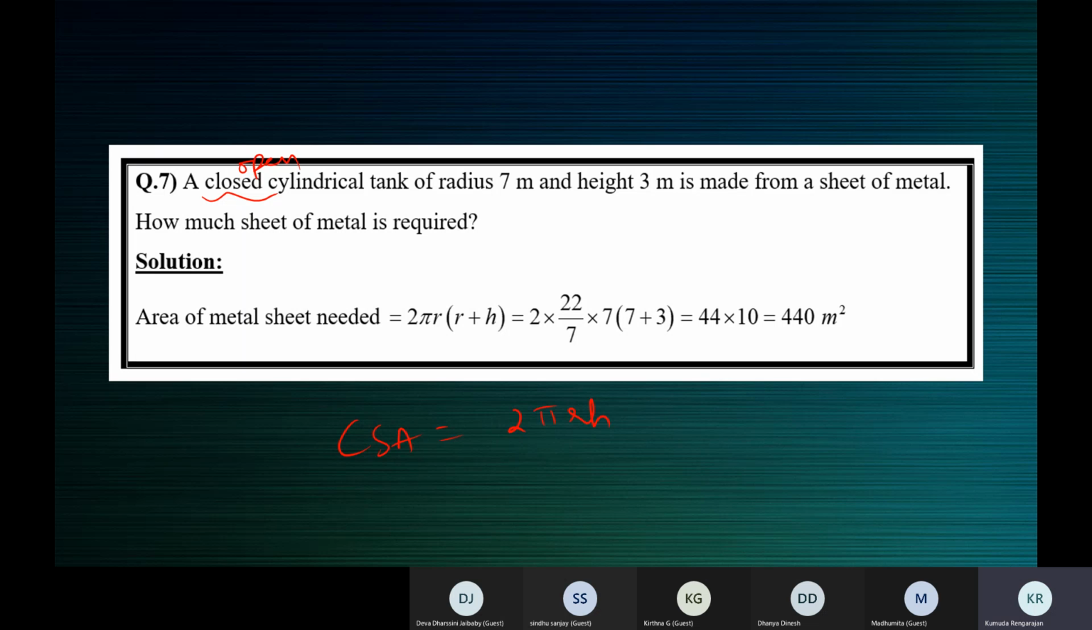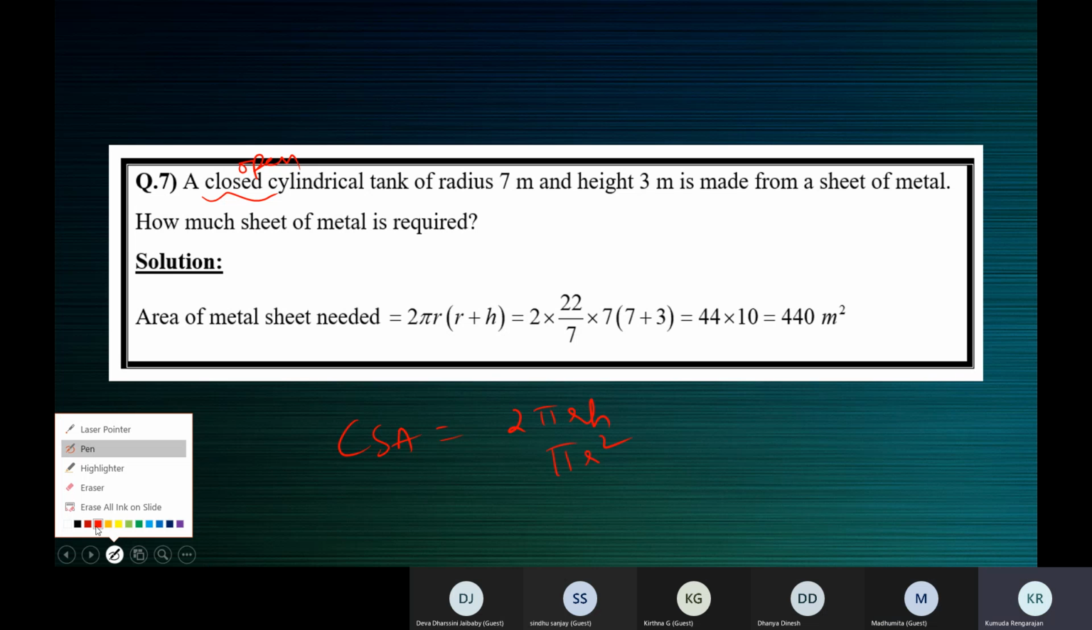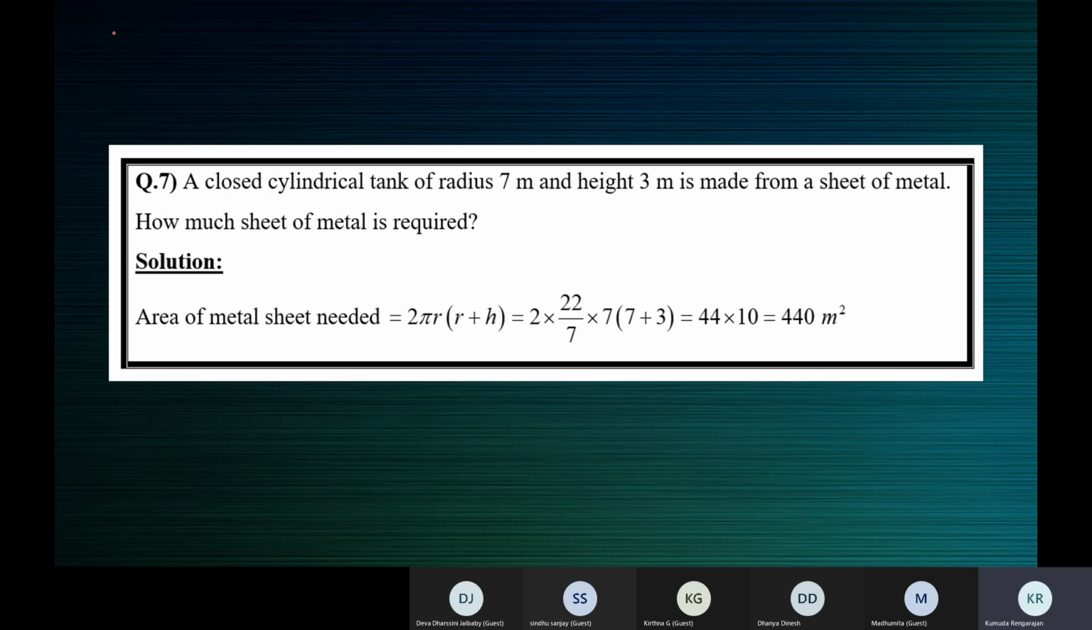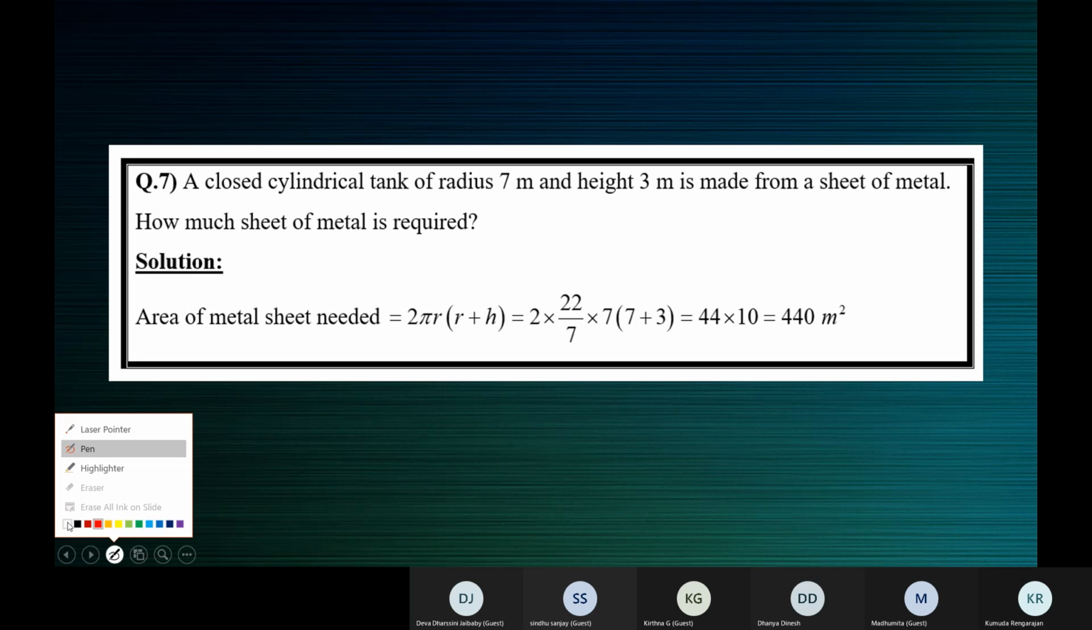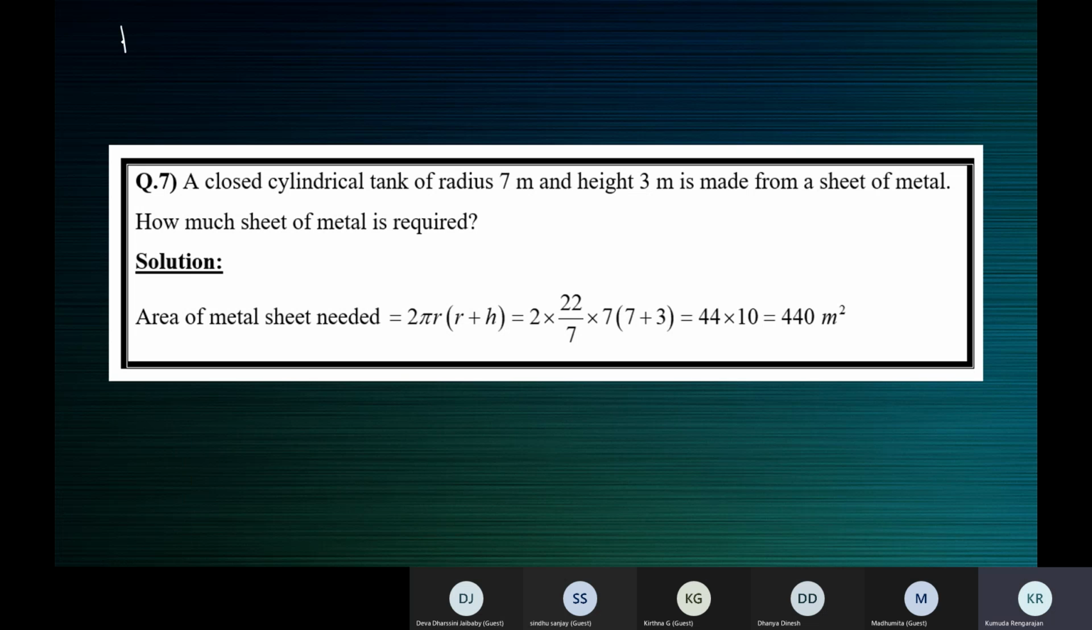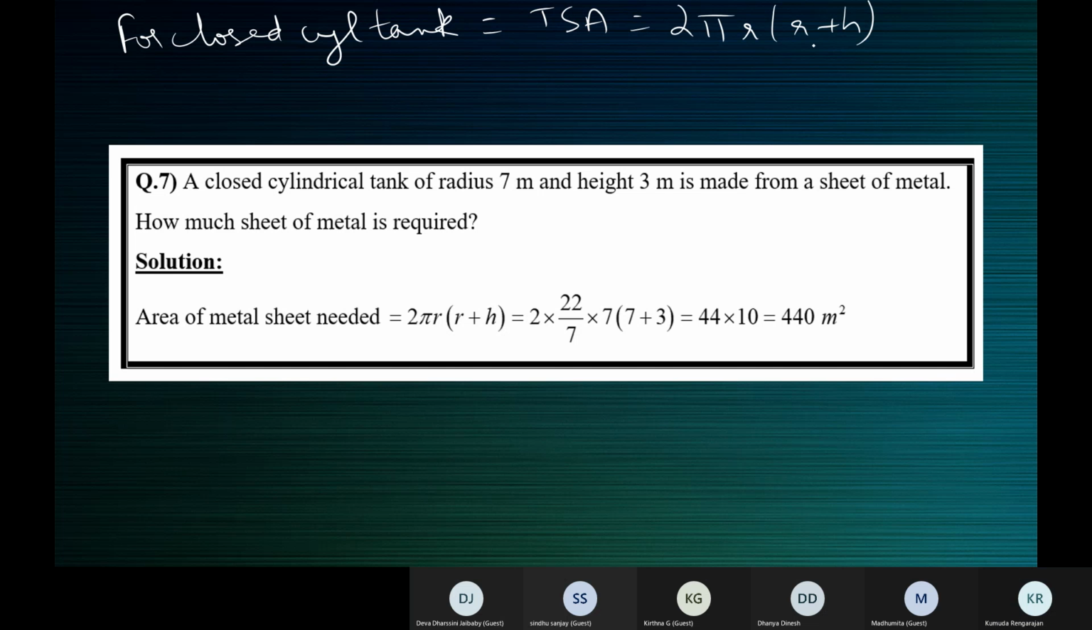So what will be the area of the bottom circle? Pi r square. So you can make a note of this. Supposing it is an open cylindrical tank. For a closed cylindrical tank, the TSA is 2 pi r into r plus h.